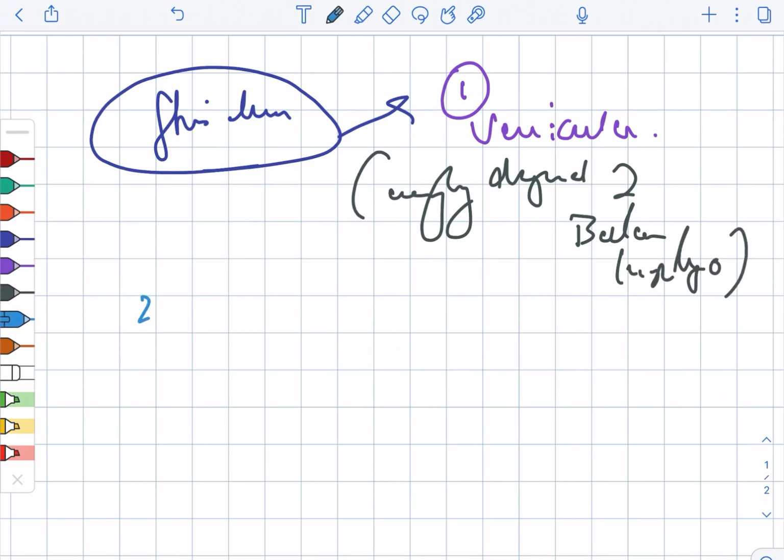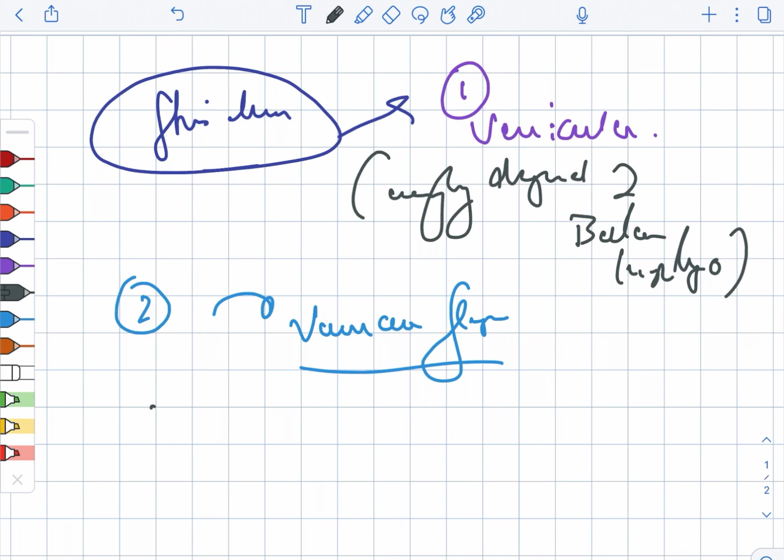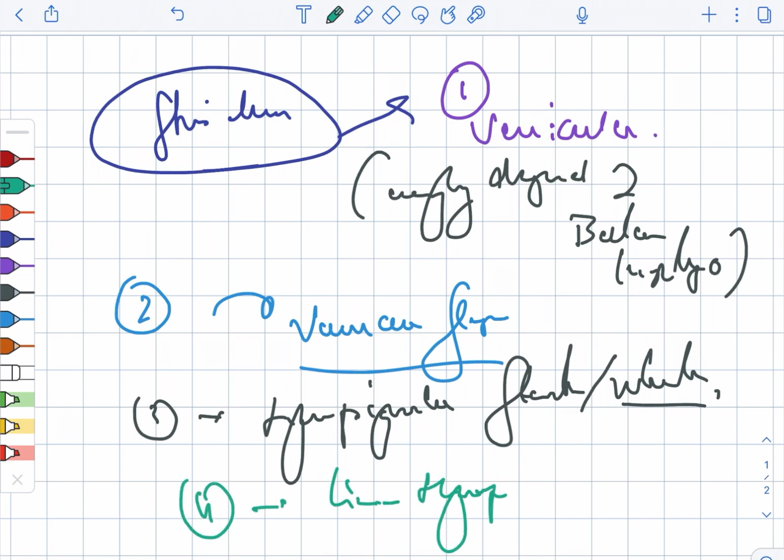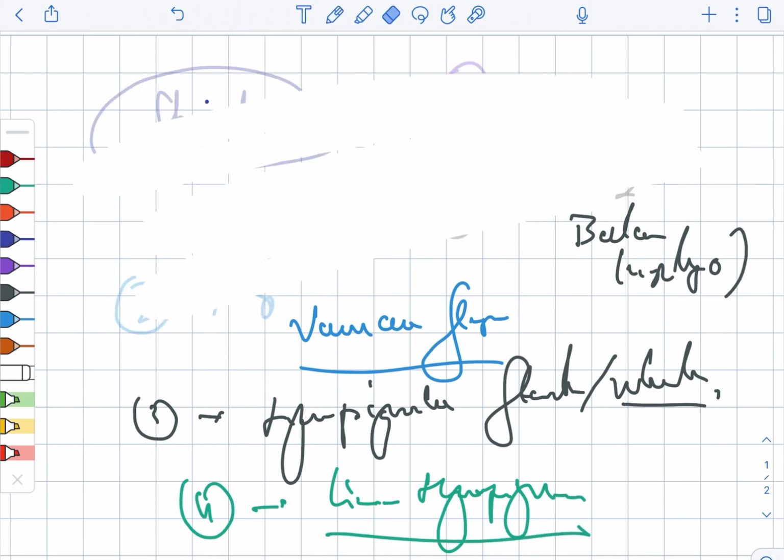Next we are looking at stage two. Stage two is nothing but the verrucous stage. This is stage two. Now looking at stage three, it is nothing but the hyperpigmented whorls. Now looking at stage four, it includes the linear hypopigmentation. This is stage four.